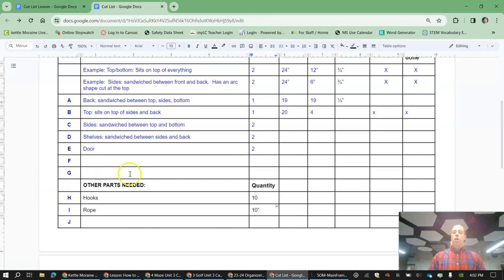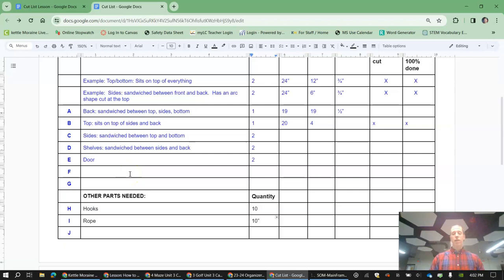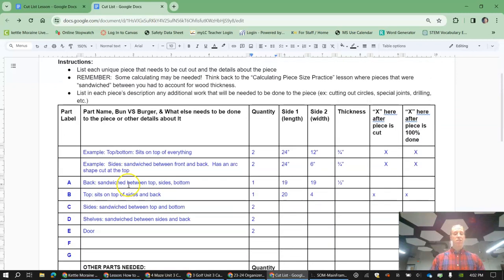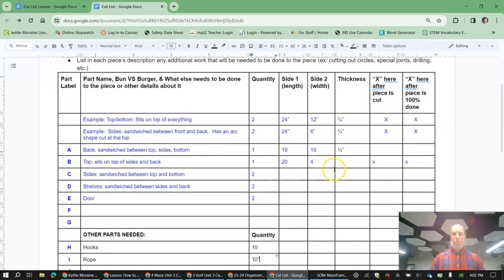So anyway, that's your next step. We're doing this to help us be more organized, and hopefully you can be more successful with calculating your piece sizes, because this right here is one of the most important parts of being successful with our projects. Good luck.